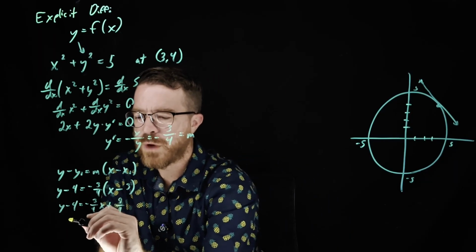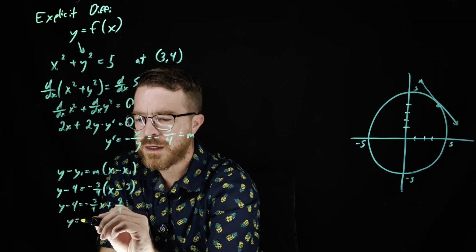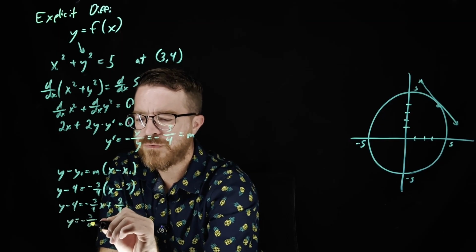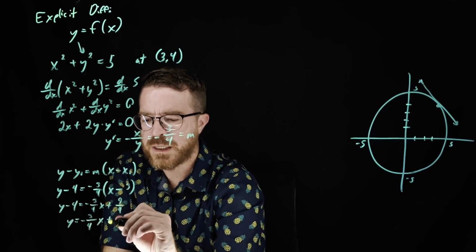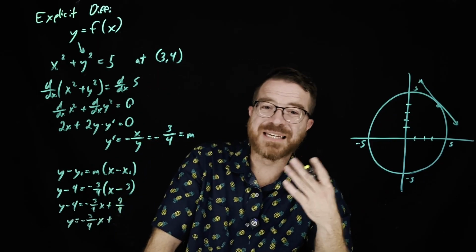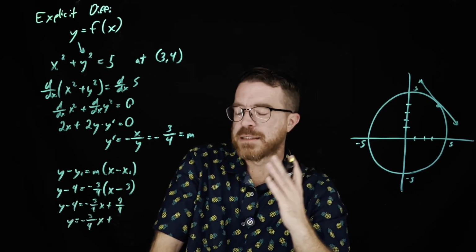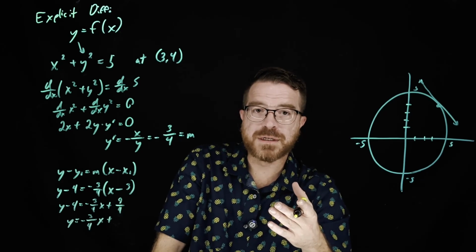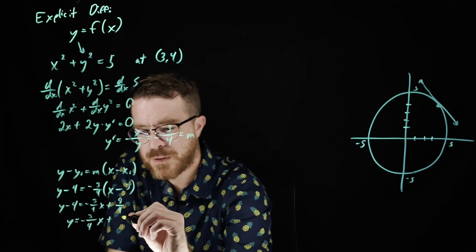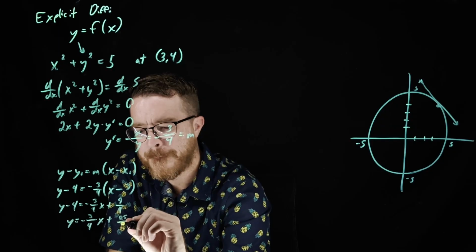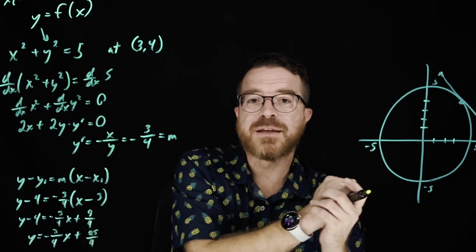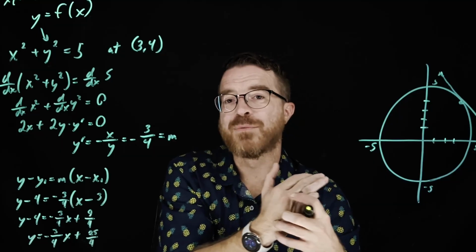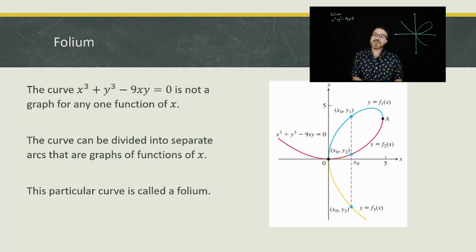And then we're going to solve for our y. We have y equals negative 3/4 x. So we're adding 4. Because it's fourths, it's the same thing as adding 16/4. So 16/4 plus 9/4 is going to give me 25/4. Now we have the equation for our tangent line at the point (3, 4) on this circle that has a radius of 5. For our next example, we're going to look at what's called a folium, which we have here.